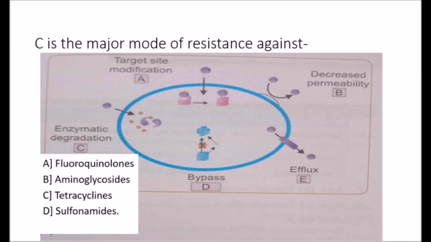And now our next question is, C is the major mechanism of resistance against option A fluoroquinolones, option B aminoglycosides, option C tetracyclines and option D sulfonamides. So here option C is telling us that there is formation of certain enzymes in the bacterial cell which are degrading the antibiotic. So this mechanism is applicable in case of aminoglycosides. Yes, aminoglycosides face resistance because of this enzymatic breakdown.